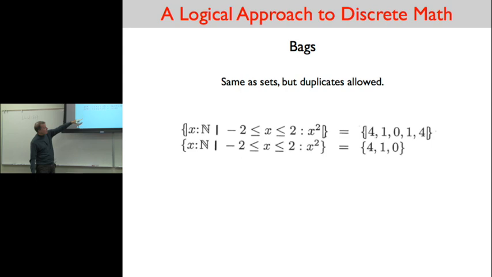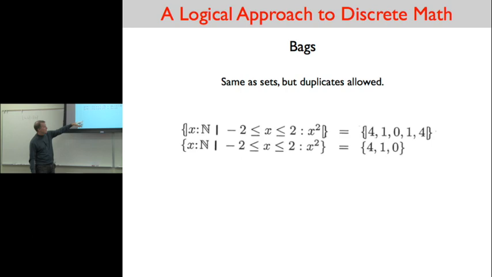Now, if you did the set over x, -2 less than or equal to x less than 2 of x squared, that would also be 4, 1, 0, 1, 4. But we know that 4, 1, 0, 1, 4 equals the set 4, 1, 0. Probably. Okay, are you with me on this? So that's what a bag is.